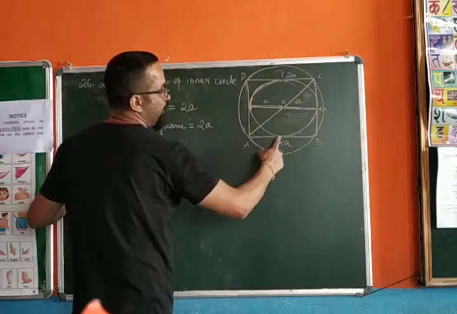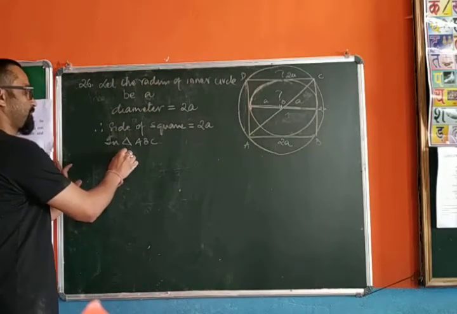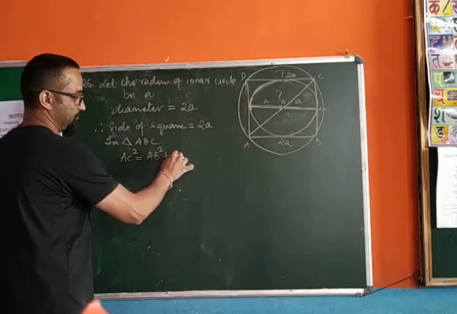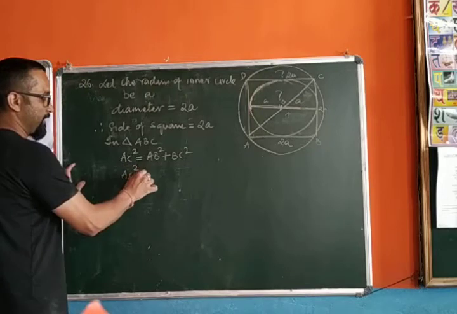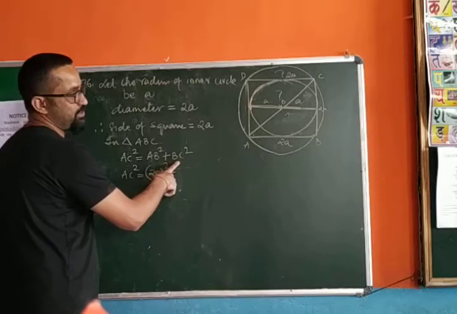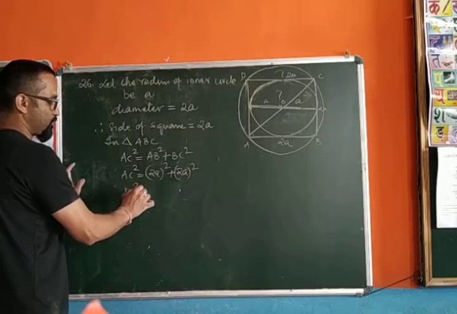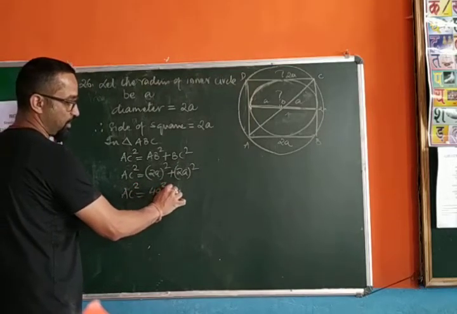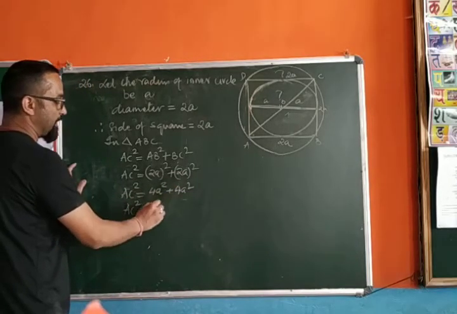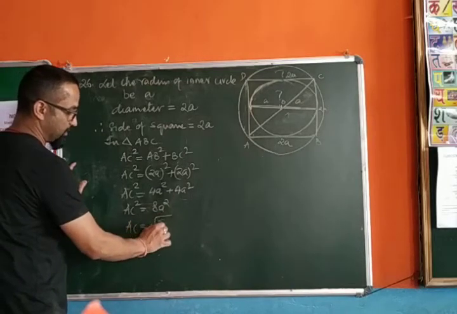We know the sides 2A, 2A. We do not know the hypotenuse. AC squared equals AB squared plus BC squared. AC squared equals AB, we substitute 2A squared. BC we substitute, that is equal to again 2A whole squared. AC squared equals 4A squared plus 4A squared. AC squared equals, add it up, you get 8A squared. AC equals root of 8A squared.